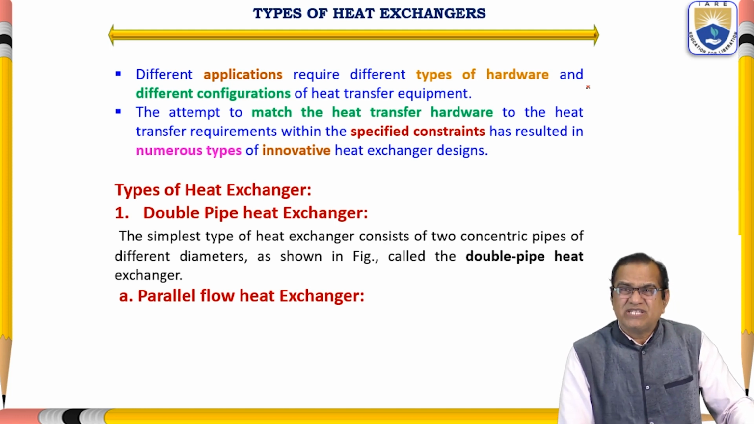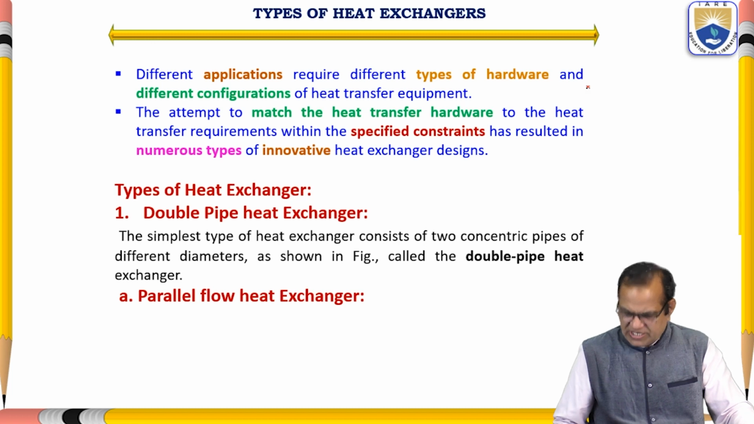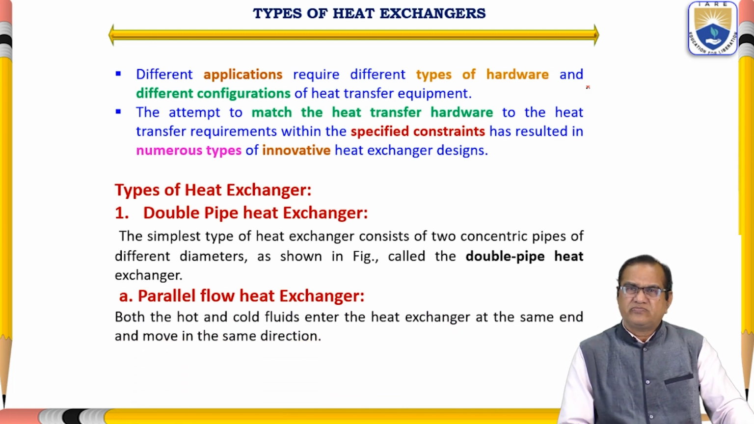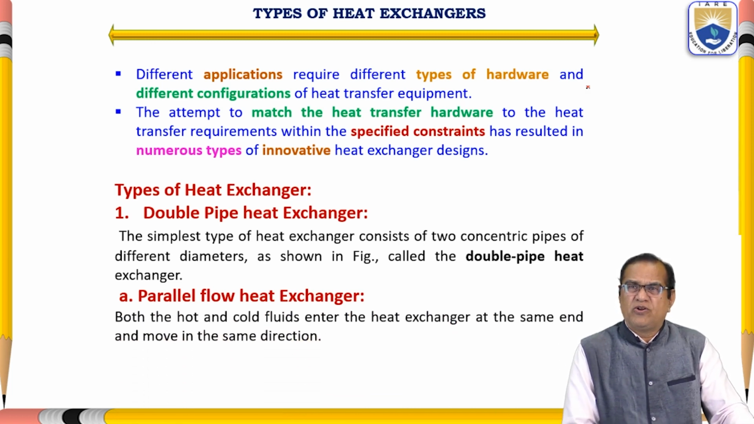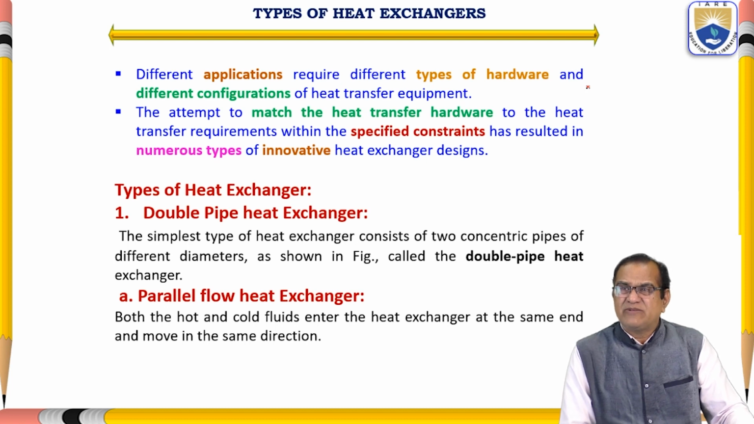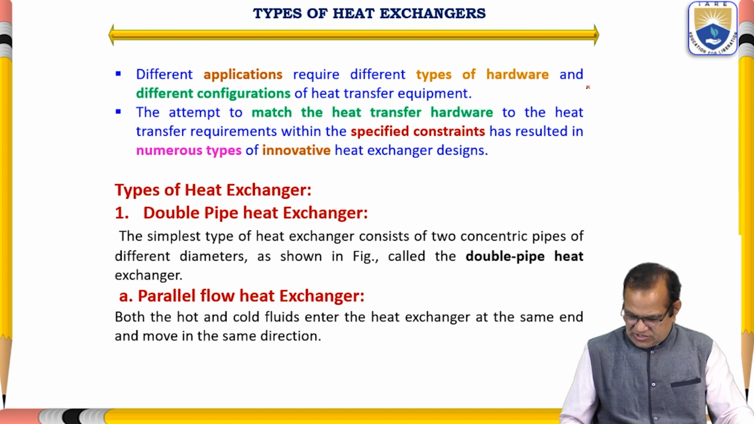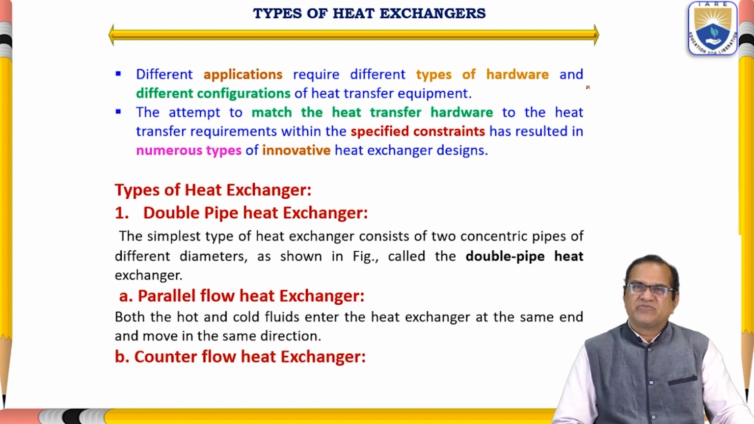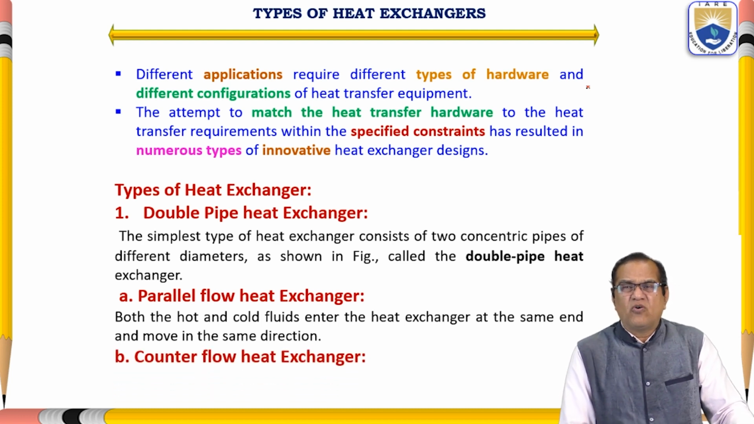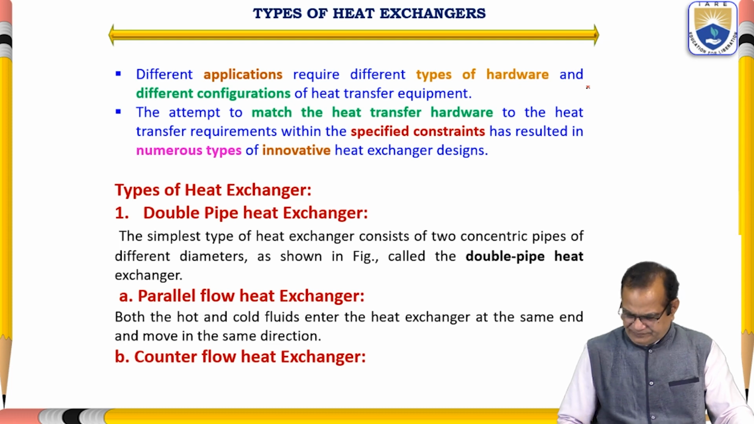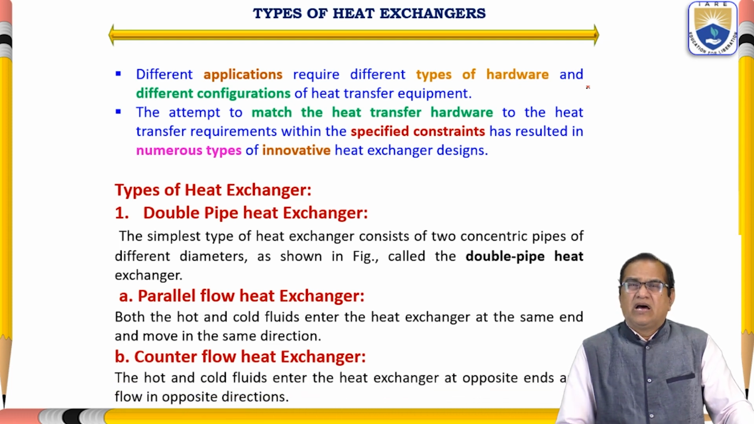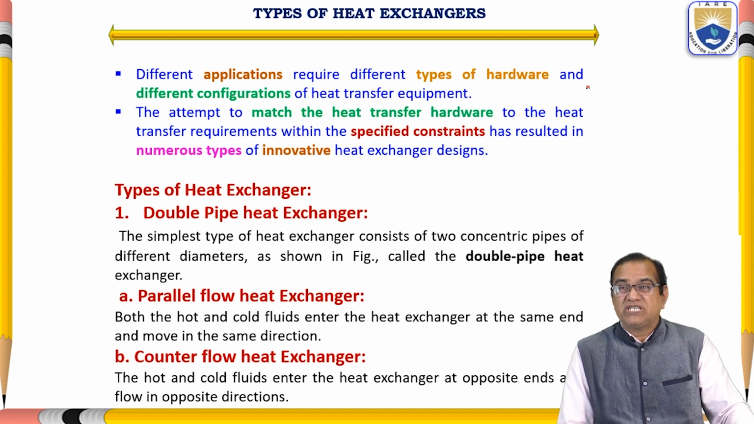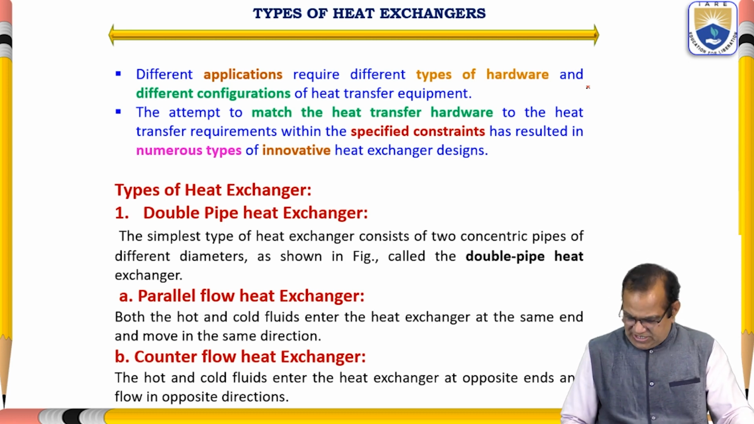The second one is a parallel flow heat exchanger. In this, both the hot and the cold fluids enter the heat exchanger at the same end and move in the same direction, so it is called parallel. Third one is the counter flow heat exchanger. In that, the hot and the cold fluid enter the heat exchanger at opposite ends and flow in opposite directions.